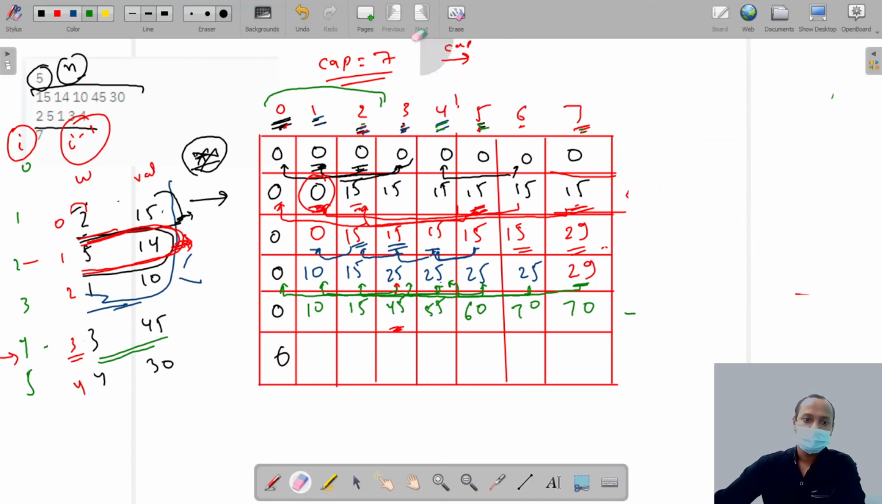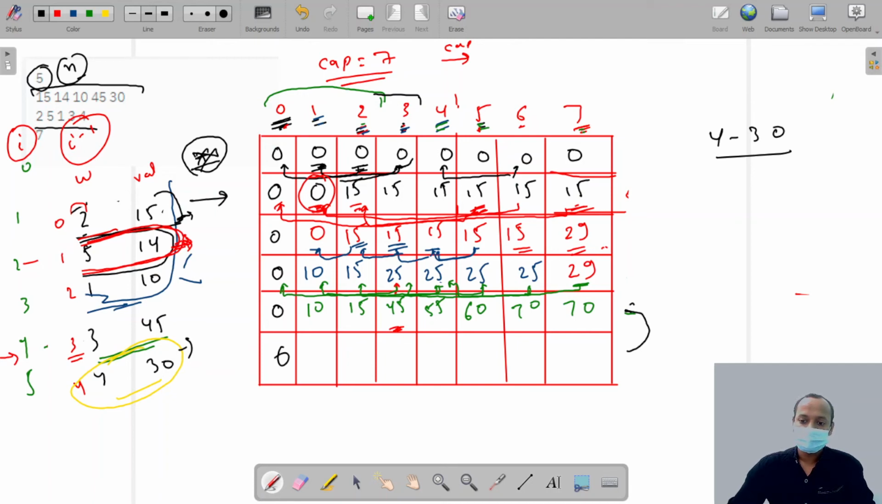So now erase all this. Now we are at this point. So let's see, 4 and 30. Till this point we can't include this item, so we have to see in the previous row, without it, what maximum value we get if the capacity is this. If the capacity is 1, we get 10. If the capacity is 2, we get 15. If the capacity is 3, we get 45. Now here we have two choices. We can exclude this item or we can include this item.